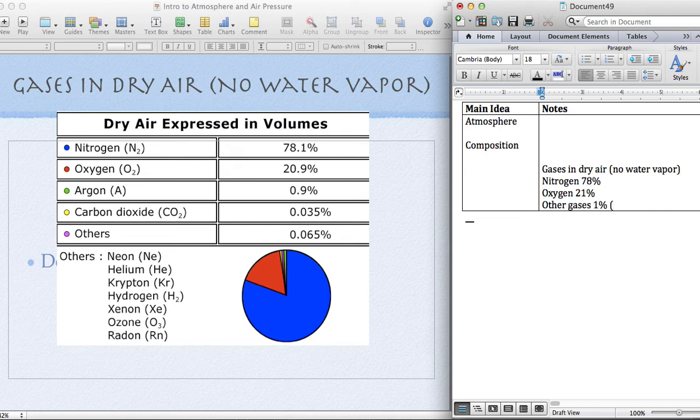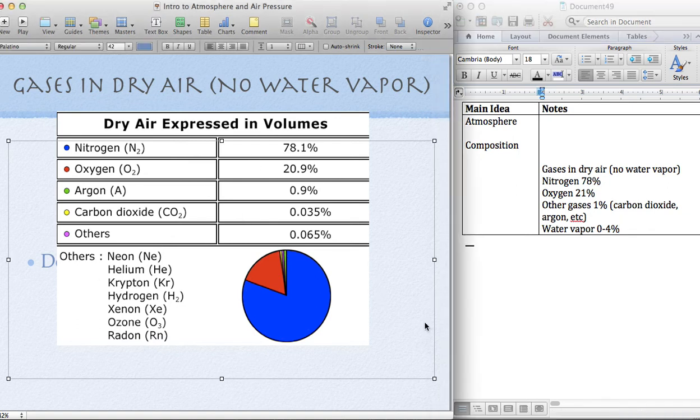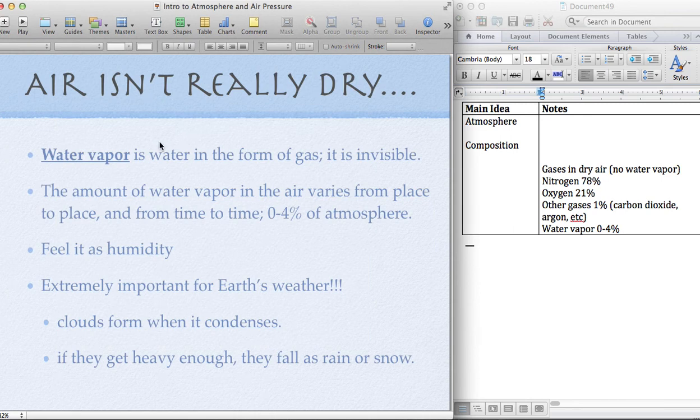And this includes things like carbon dioxide, argon, and other gases. All right. And as we'll see in a second, then water vapor can be anywhere from 0 to 4%, depending on where you are. So, but when we look at just dry air, the biggest gas by far is nitrogen, looking at this graph, then oxygen, then all this other stuff. So every time you take a deep breath, this is what you're breathing in. Now water vapor is water in the form of a gas.